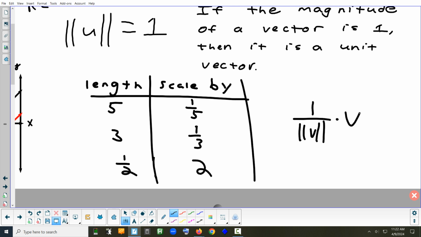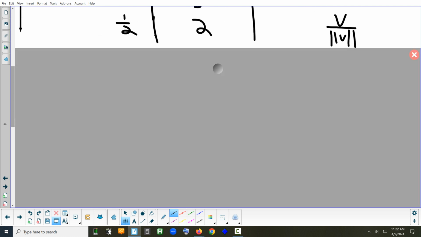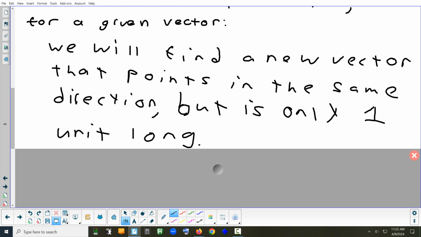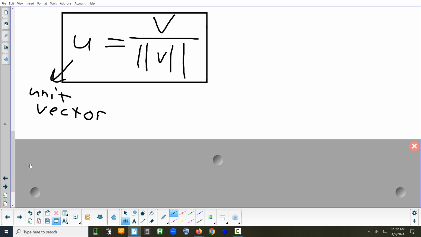Or, if you want to put it all together, Jacob, that's maybe what you were kind of saying. It looks like that. That's the formula to find a unit vector. You scale it by the reciprocal of the magnitude. And that's the pattern you get just by looking at the table. So let's write that formula down. A unit vector can be found by scaling a vector by 1 over its magnitude.